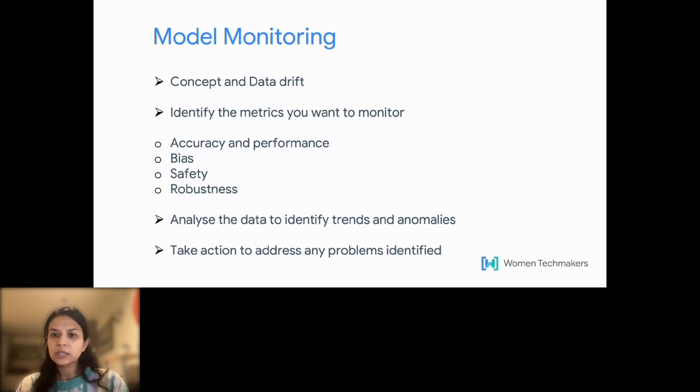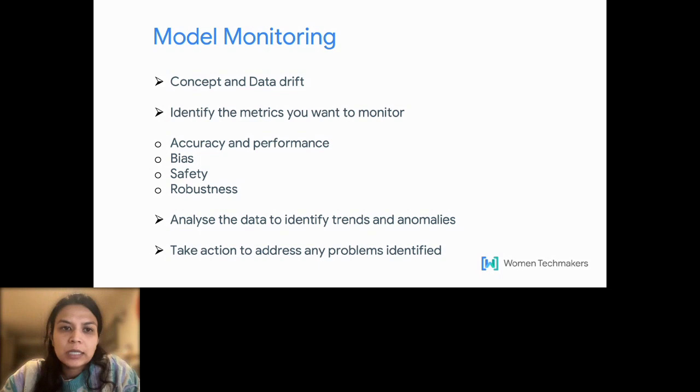So what is concept drift? Concept drift occurs when the relationship between the input data and the target variable changes over time. For example, an LLM that is trained to generate text summaries of news articles may become less accurate over time if the format of the news articles changes, right? And what is data drift? Data drift is when the statistical properties of the input data change over time. Another example is if an LLM is trained to generate product recommendations, it may become less accurate if the preferences of customers change over time. So your data can change over time.